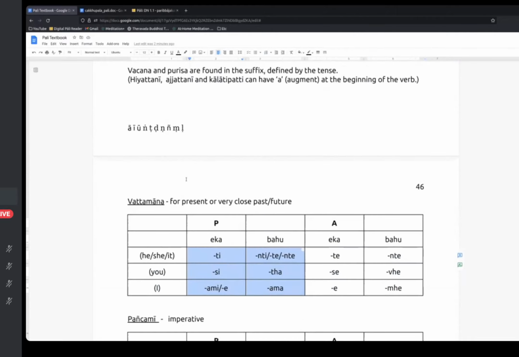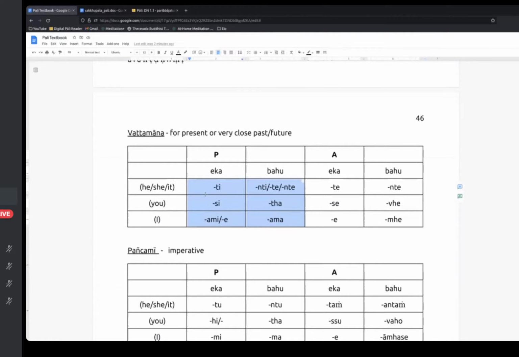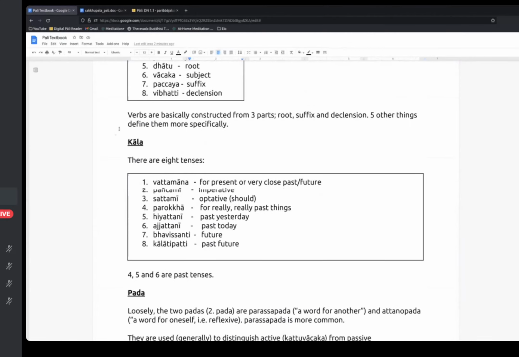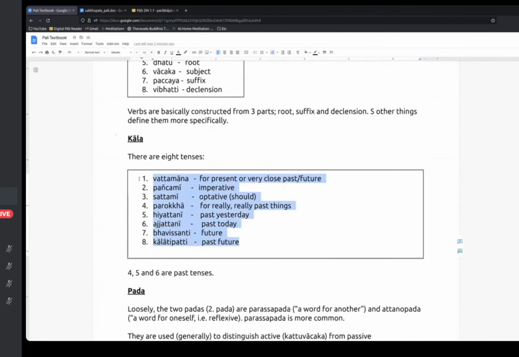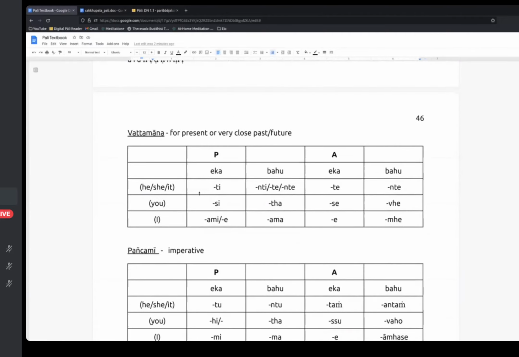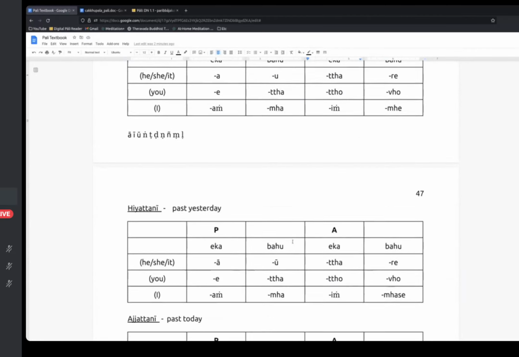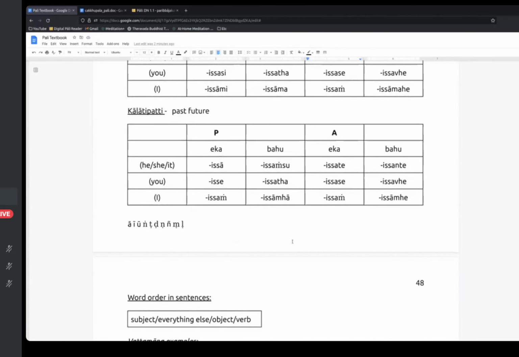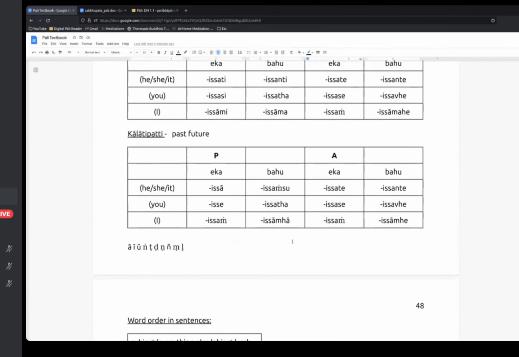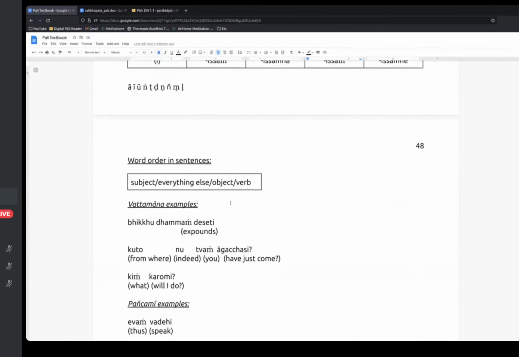So the next part is just the endings. Each one of these, let's put it this way, has its own endings. That's all you have to know. But it has 2 sets of endings. Vatamana has 2 sets, Panchami has 2 sets, Saptami has 2 sets. They all have 2 sets because there are 2 pada. And in those tables, the headings shouldn't be reversed, active and passive. It's P and A. Parasapada, Attanopada. It's the Pali word. Okay. Sorry.